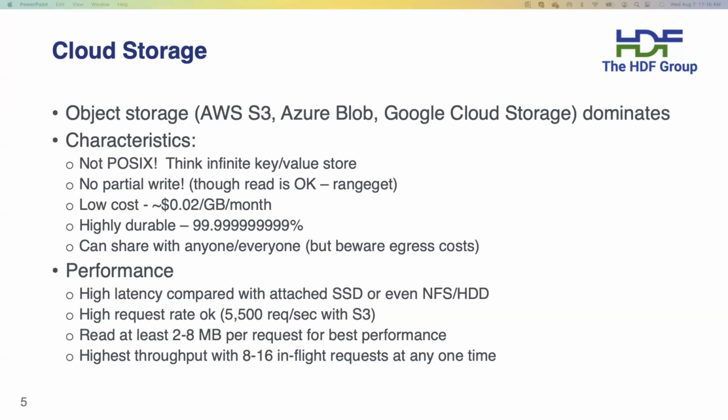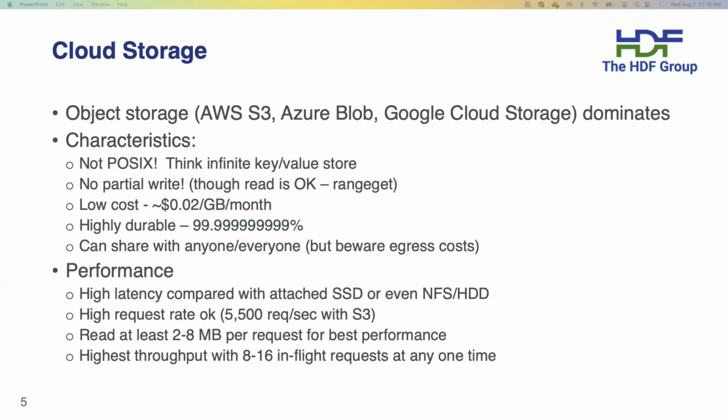One critical difference is that in object storage, there's no partial write. So you have a key, you have a value, you can't write pieces of that value. You have to rewrite the entire value each time. So if you had, say, a 4 GB HDF5 file and you wanted to update one attribute, it'd be pretty inefficient, right? To have to rewrite the entire 4 GB file.